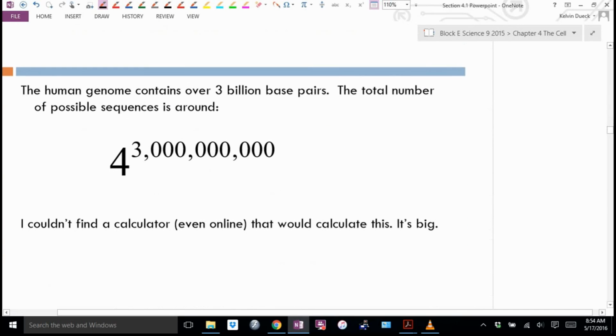the human genome contains over 3 billion, Alex, 3 billion base pairs. The total number of possible genetic sequences of letters is 4 to the power of 3 billion. I tried finding an online long number calculator that would crunch that, and I could not. So all I can tell you is it's really big. That's why every single human being is unique.